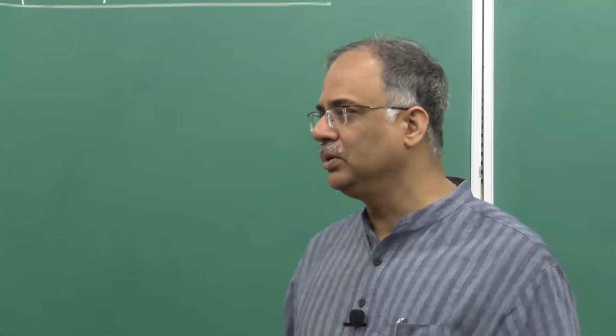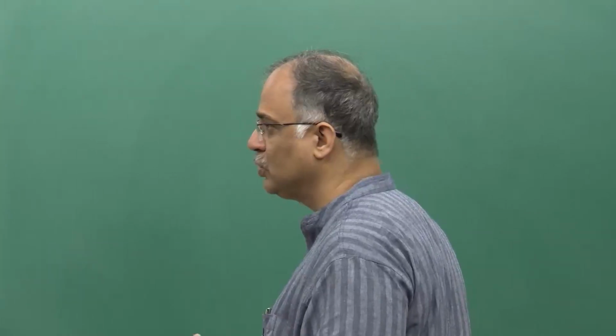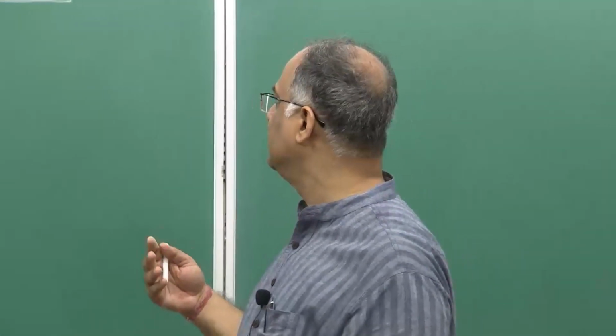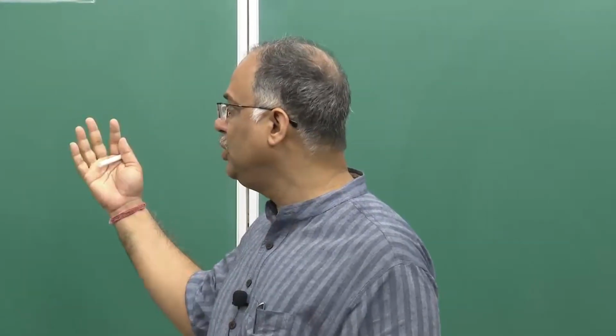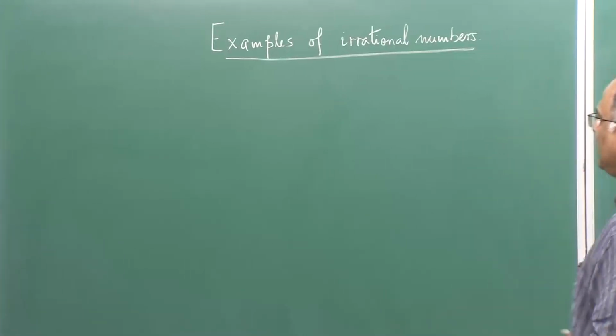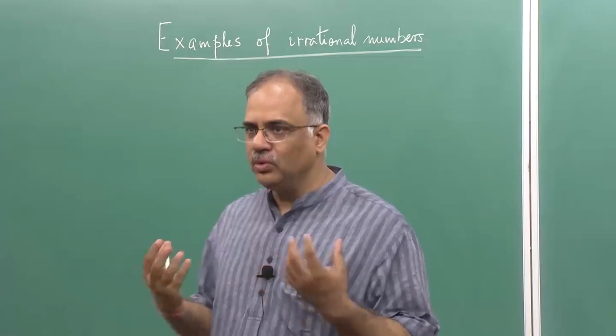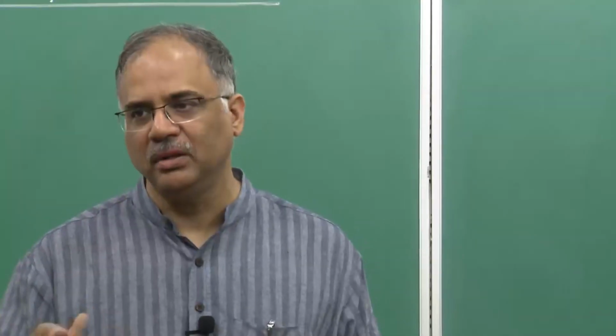irrational numbers are uncountable. But because they are so abundant, the irrational numbers, it will be interesting to see that we should be able to show that some number is irrational. Rational numbers are easy to detect, because if you have a number in the form p by q, it is rational. But how do you know which number is irrational? Irrational numbers are not in the form p by q, so it is not so easy to detect.